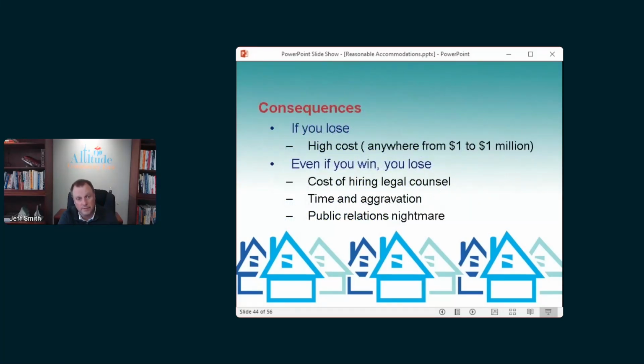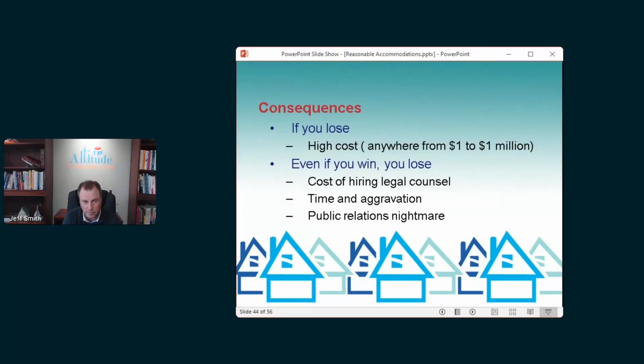Consequences, if you lose, there's a high cost, anywhere from $1 to $1 million. We've had cases that have had to be settled for right around $1 million for things such as not allowing a service animal in a home. So they come with a big ticket. This isn't your someone-isn't-pulling-their-weeds kind of case.